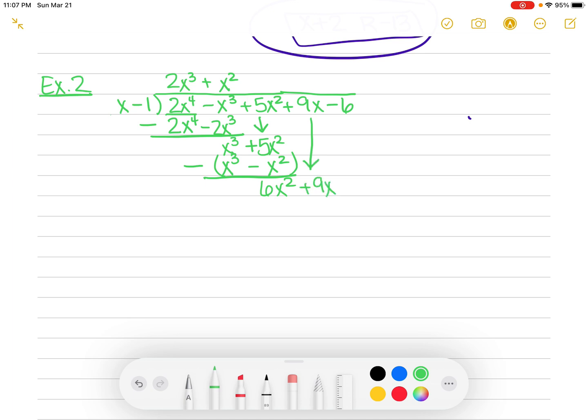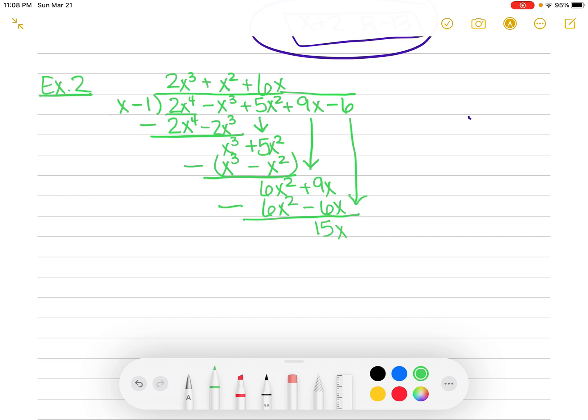So now I say, what number am I going to need to put up here to get 6x squared? And that would be a 6x. And when I multiply, I get 6x squared minus 6x. Okay, so I'm doing this. This is what I just did down below. And now I subtract. I'm going to get 15x. So I did 9x minus 6x. Okay, sometimes it's hard to do this when I don't have hands to point to things for you.